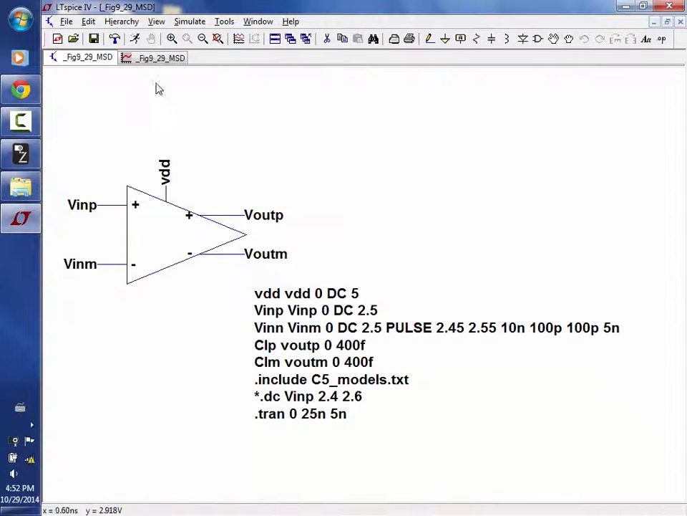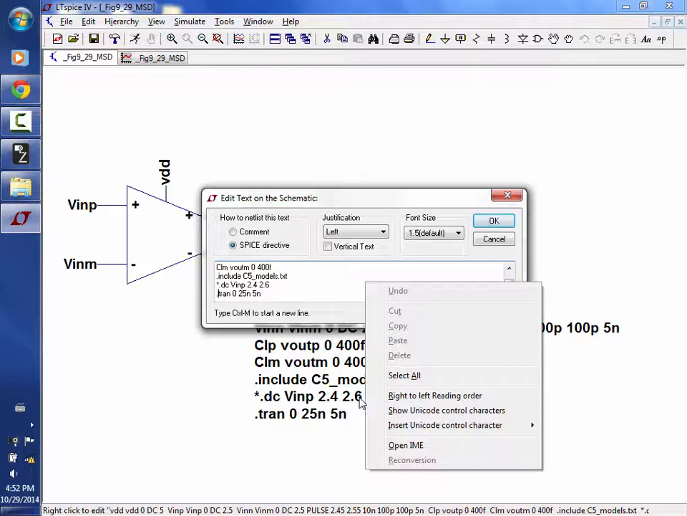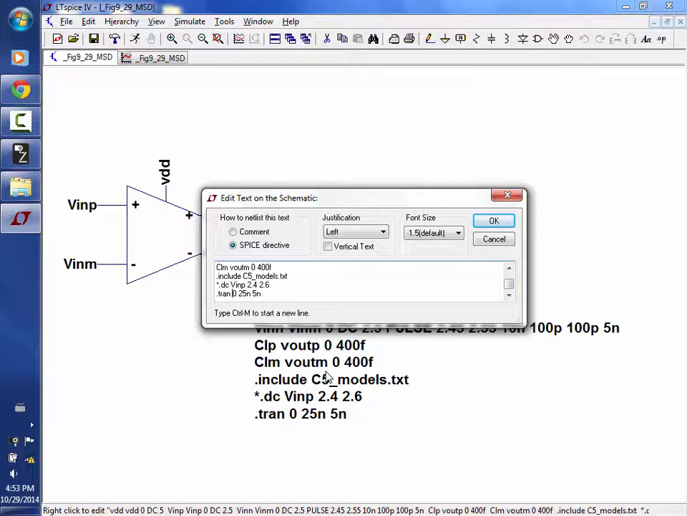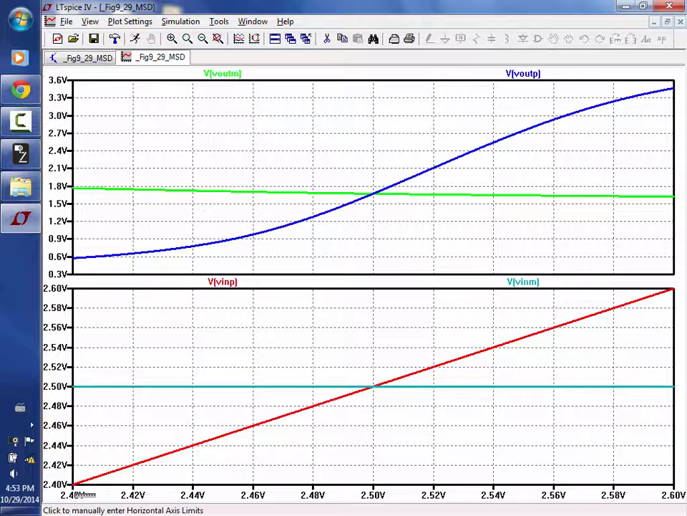So I'll go back here, and looks like I already did this. I'm going to put a DC sweep, and I'm going to sweep the input from 2.4 to 2.6, and I'm going to look at the output. So I look and I say, okay, my input goes from 2.4 to 2.6, and my output goes from 0.6 to 3.6. So this is how much my output's changing.